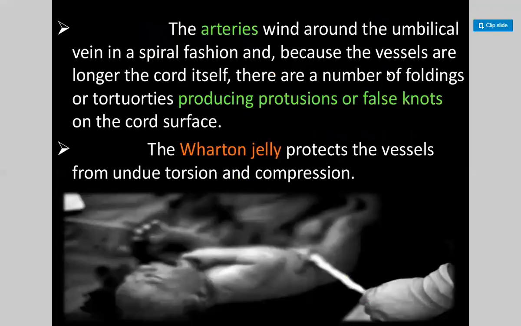The arteries wind around the umbilical vein in a spiral fashion to stabilize. And because the vessels are longer than the cord itself, there are a number of foldings, or torsions, producing a protrusion, or sometimes it may look like false knots on the cord surface.